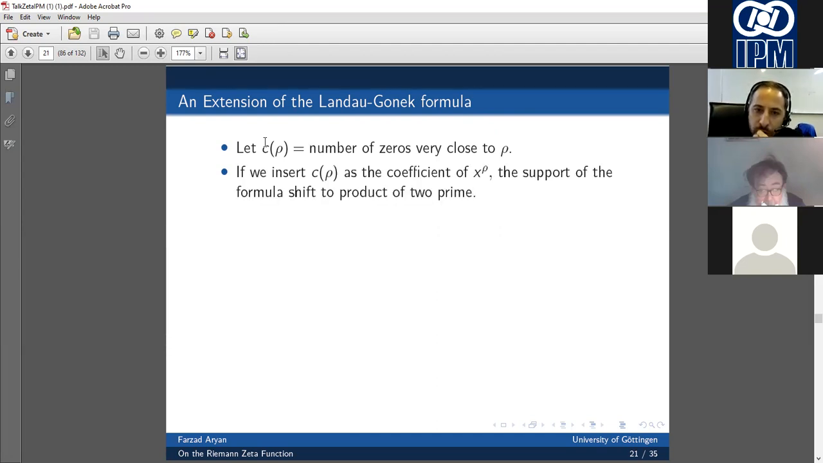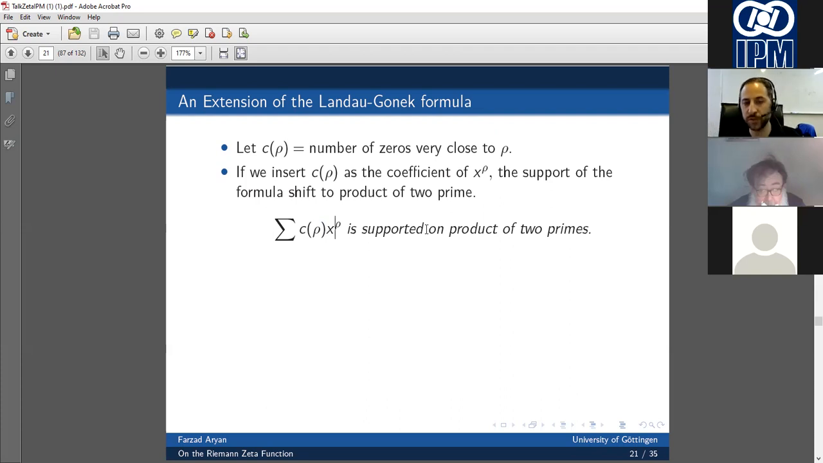Imagine you use C of rho as a coefficient of x to the power rho. Basically, you create a sum like this. Then in this formula, the support shifts from primes to products of two primes. So one question that can be answered is: how can I write the indicator function of products of two primes in terms of x to the power of the zeros of the Riemann zeta function? This is the way.